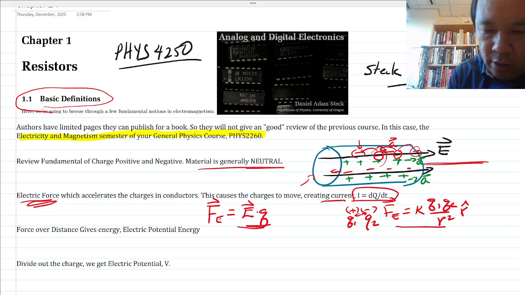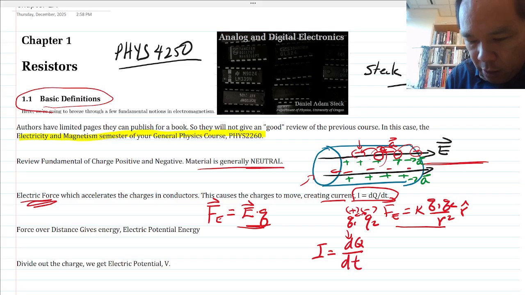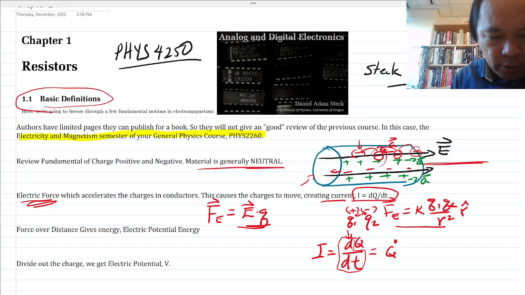So current, let me write it better down here, is how much charge changes. So this is the differential over time. This is the time derivative of charge. Some of you might have seen this as Q dot or something like that. This is not a bunch of D's, but this is how charge is changing in a particular part of your conductor, and that's what current is. So this is important to note.